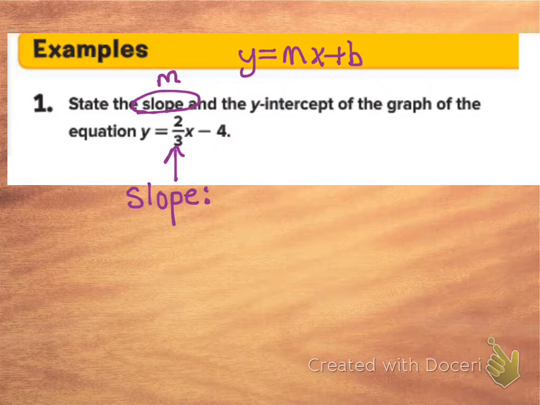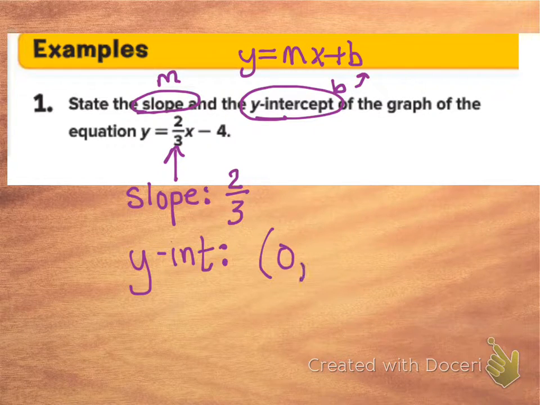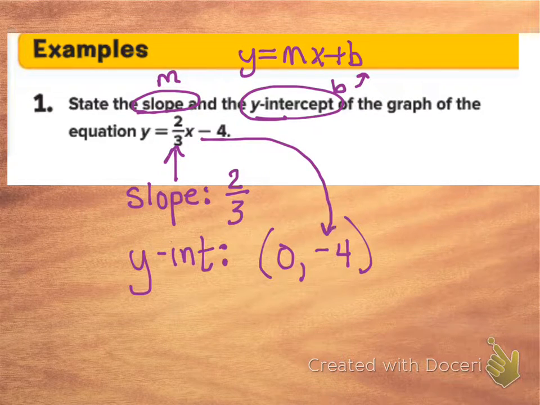and so the slope should be 2/3, and then we're looking at the y-intercept, and we know that the y-intercept is your b value, and so the y-intercept should be (0, -4). And again, we're getting that negative because it's plus b, but we have a minus there that tells us the point is negative.